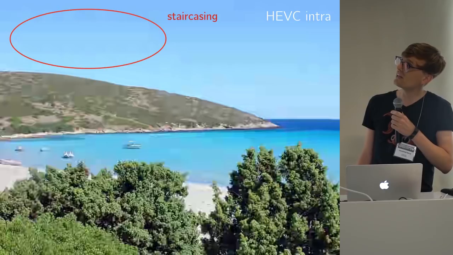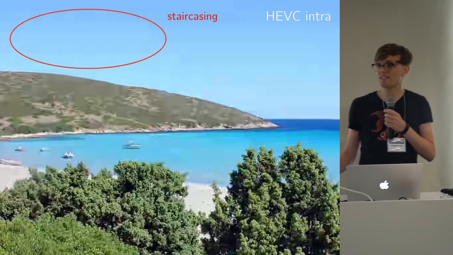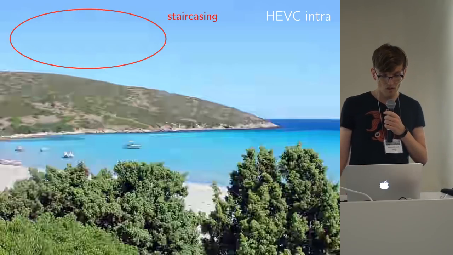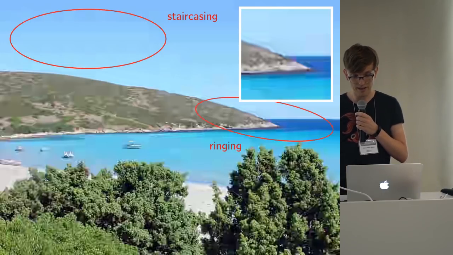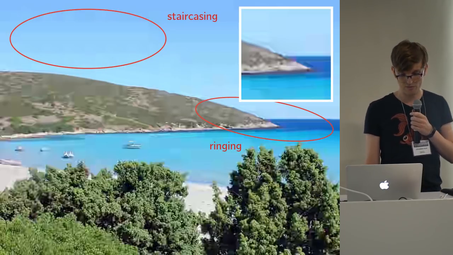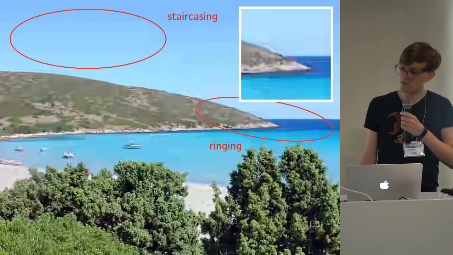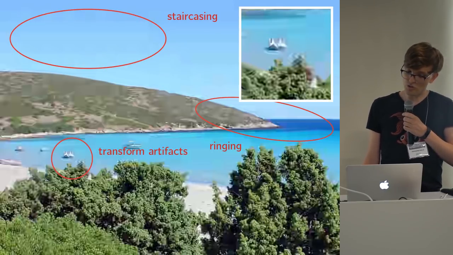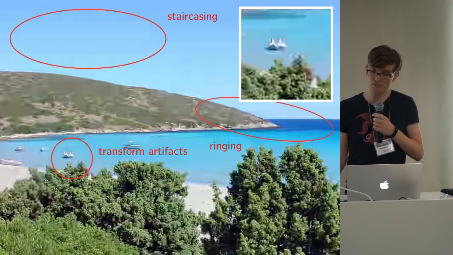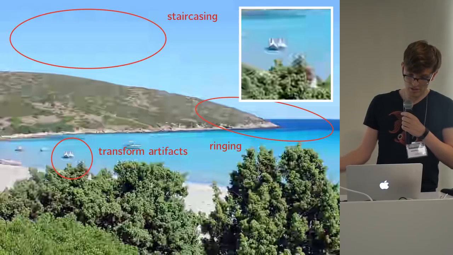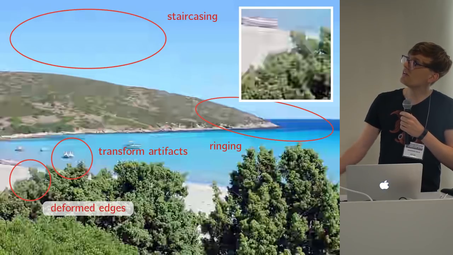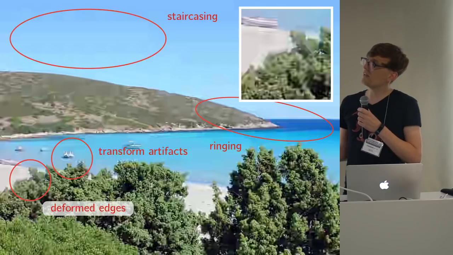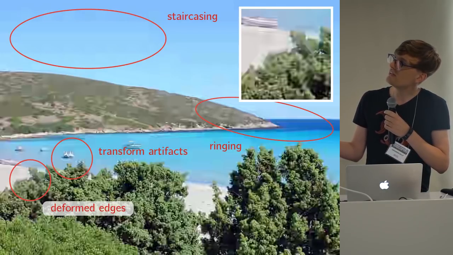So for example, if you take a look at the sky, you can see that there's staircasing, and that basically tells you there is some sort of a blocked partitioning going on. If you look at some of the prominent edges in the picture, then you can see ringing, and that basically gives away that you have some sort of frequency transform. And this kind of linear transform also causes some structural distortions that can sometimes completely alter the appearance of, for instance, objects like this boat up here. If you look at some of the more organic shapes, like the bushes down here, then you can actually see that there's directional prediction going on, because it tends to force these edges into sort of easier to be coded shapes.